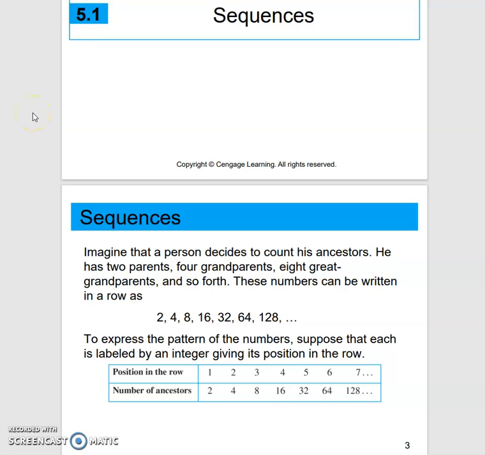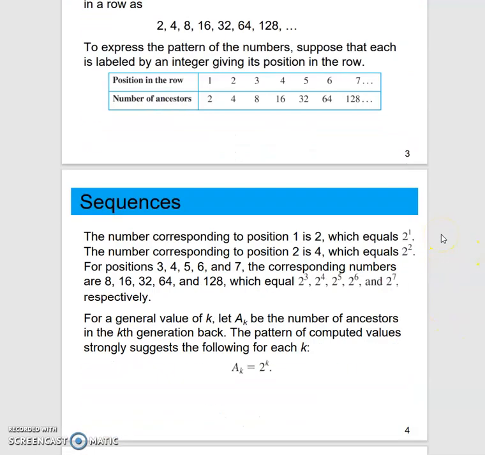Section 5.1, sequences. So sequences are numbers that go in a specific order. So it's not just the numbers, it is the order in which the numbers occur too. And we should be able to find some sort of pattern. So if we look at this sequence, it is the powers of 2, and we could also represent it with some sort of general equation, where again we've got that kth value of that sequence.